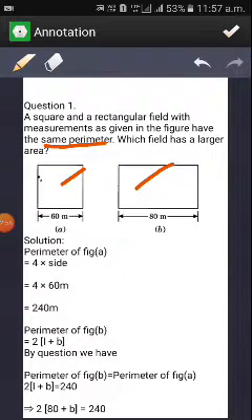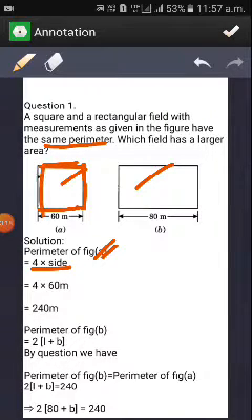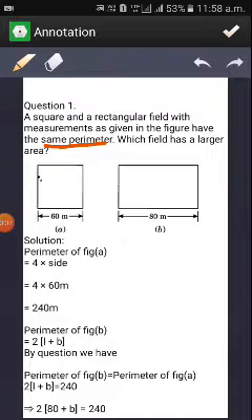For that we will find the perimeter of figure A, which is a square. Perimeter of square is equal to 4 times side. You already know that perimeter of a square or any other figure is equal to the sum of the lengths of its sides. So in case of a square, perimeter will be equal to side plus side plus side plus side, that we can write as 4 into side. So perimeter of square is equal to 4 times side.